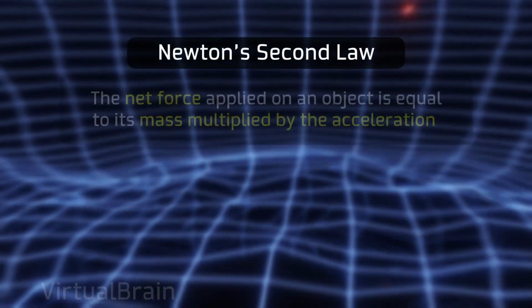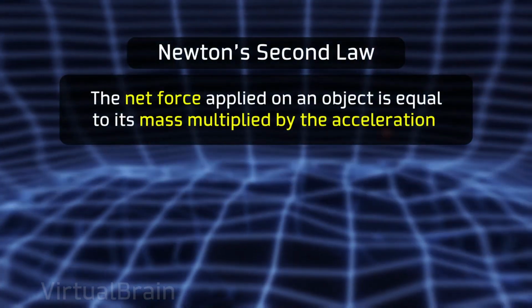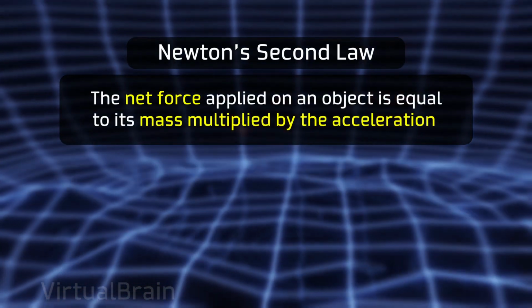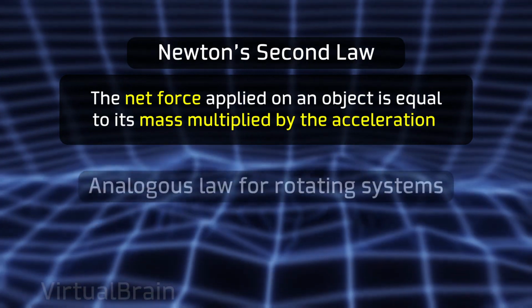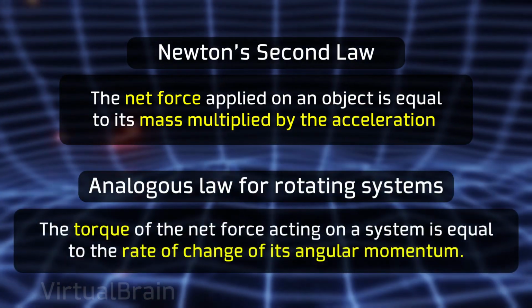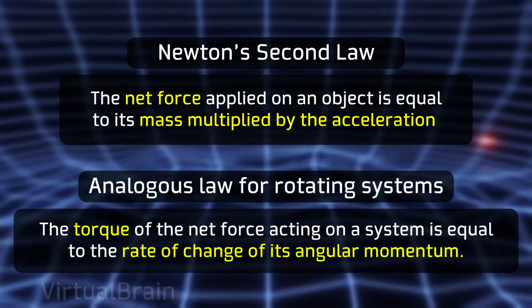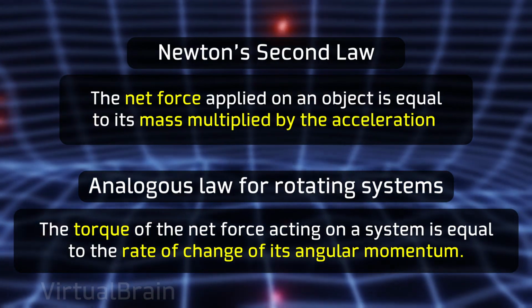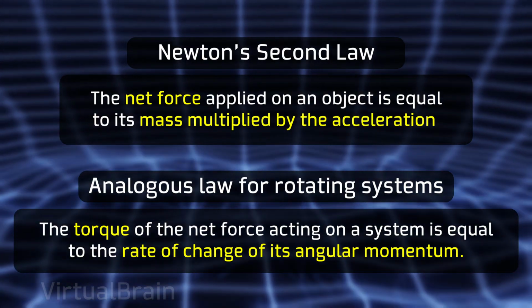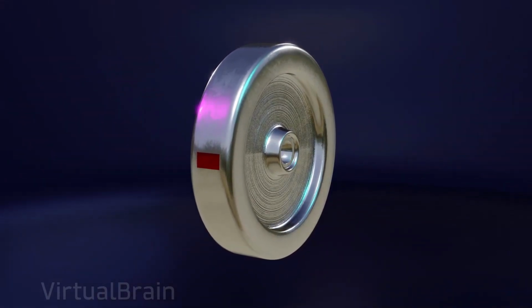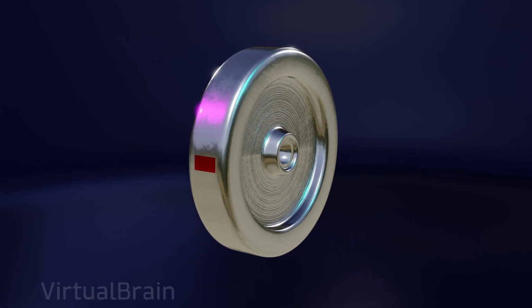On the other hand, Newton's second law tells us that the force applied on an object is equal to its mass multiplied by the acceleration generated as a result of the applied force. Similarly, for rotating systems, the torque of the net force acting on a system is equal to the rate of change of its angular momentum, which in this case is also equal to the moment of inertia multiplied by the angular acceleration. Having clarified this, we can finally focus on the practical applications of these principles in mechanical gyroscopes.